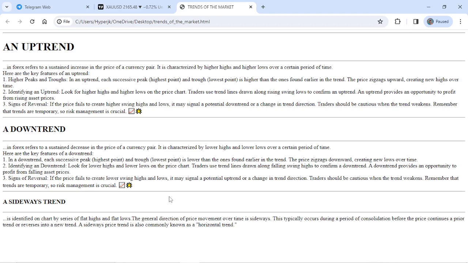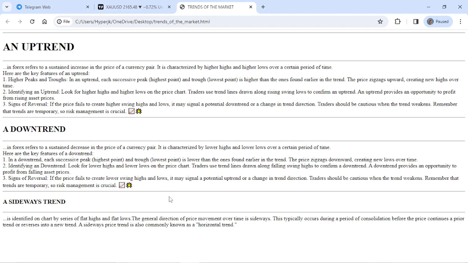And a sideways price trend is commonly known as a horizontal trend. Why? Because once you take out your trend line and put it on the flat highs and on the flat lows, it will form something like a horizontal trend for you. I mean, the market is stuck in a box of that high and that low.